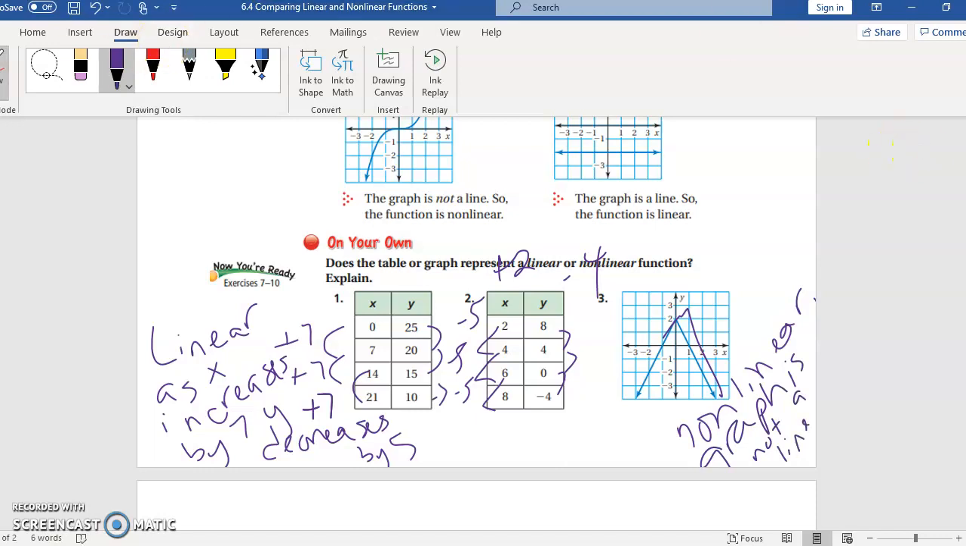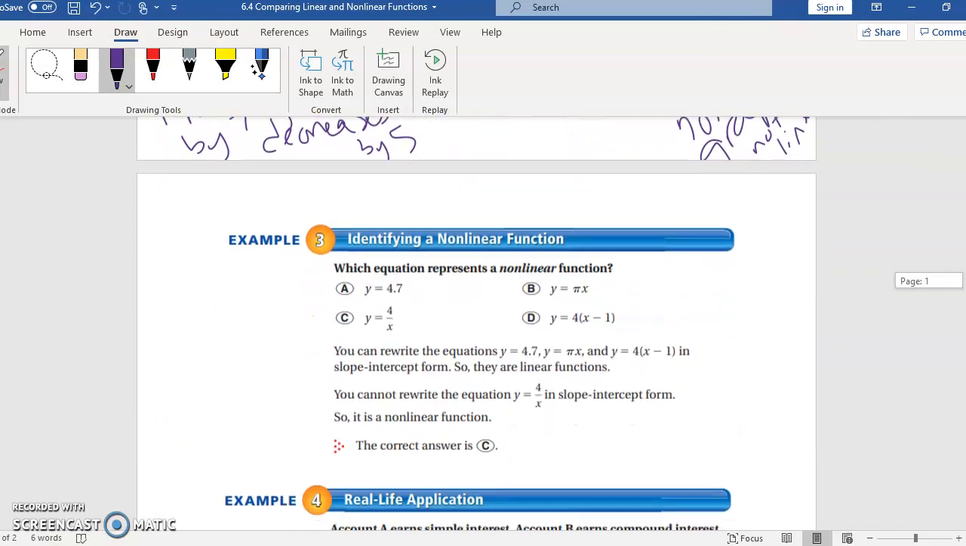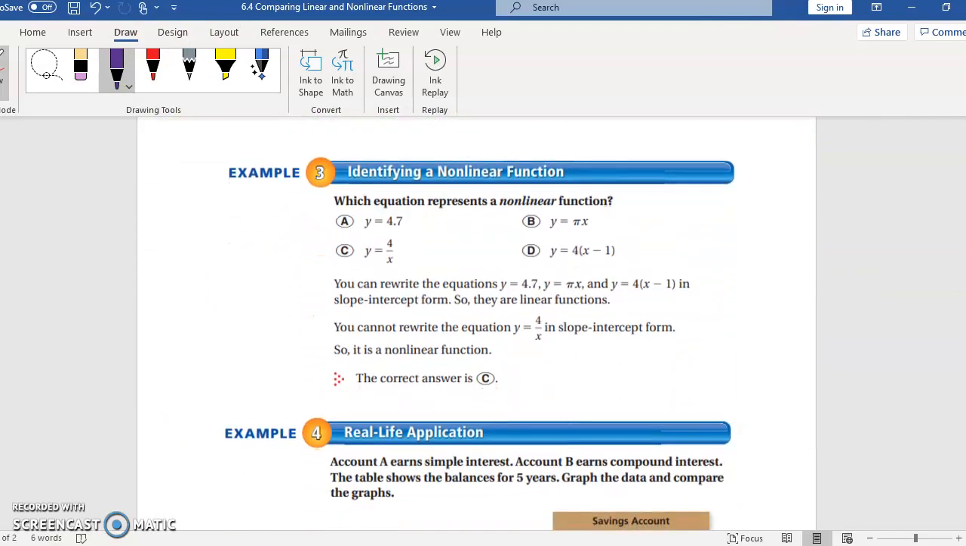All right, let's continue on. Example 3, identifying a nonlinear function by looking at an equation. Remember earlier in this chapter they talked about writing the equation in y equals mx plus b form. So if you look at letter A, y equals 4.7, we can graph that. That's a straight line, just a horizontal line across where 4.7 is.